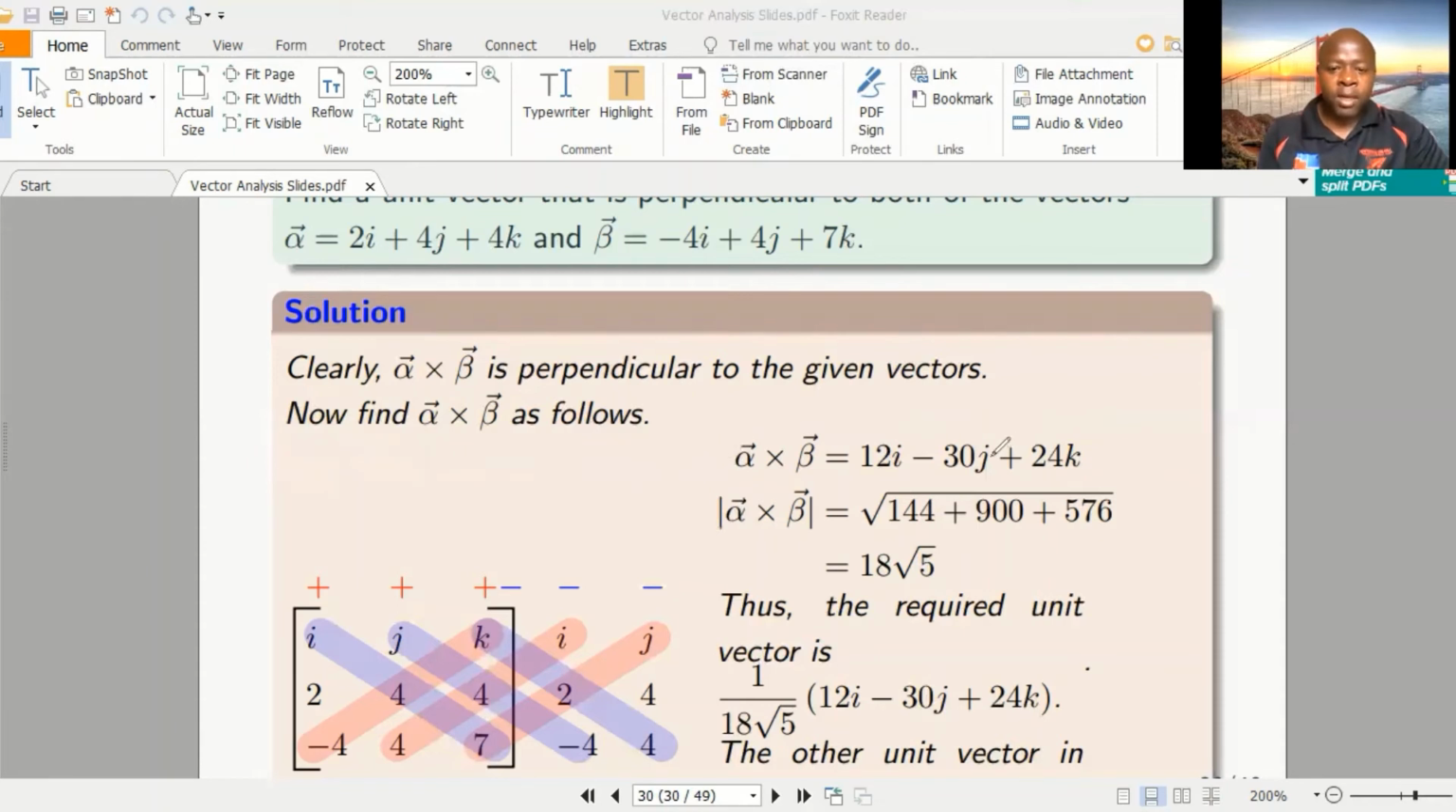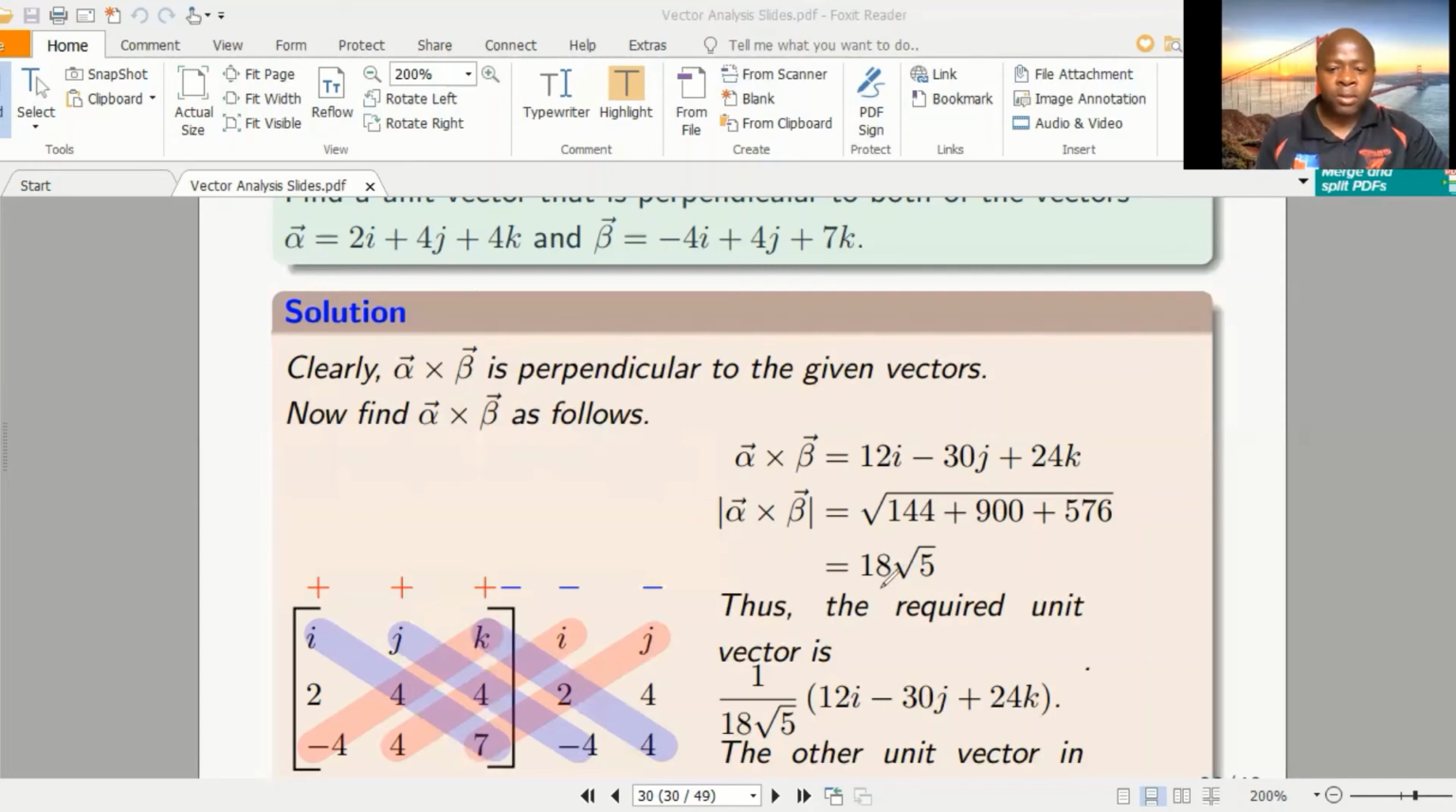Now, with this cross product, we are supposed to find its magnitude, which is obtained by the square root of the sum of these squares. The square of 12 is 144, the square of -30 is 900, and the square of 24 is 576. The square root of this is 18 root 5.